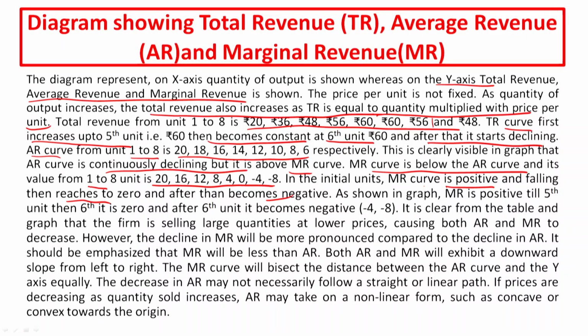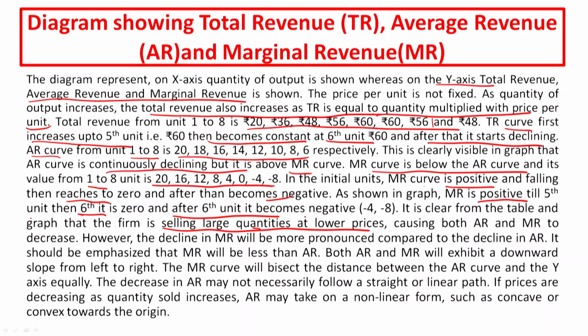MR is positive till 5th unit, then 6th unit is 0 and after 6th unit it becomes negative, that is minus 4 and minus 8. So, it is clear from the table and the graph that the firm is selling larger quantities at lower prices. This is important to be understood, that the firm is selling larger quantities at lower prices, which means if the price is less, you will be able to sell more, causing both AR and MR to decrease.